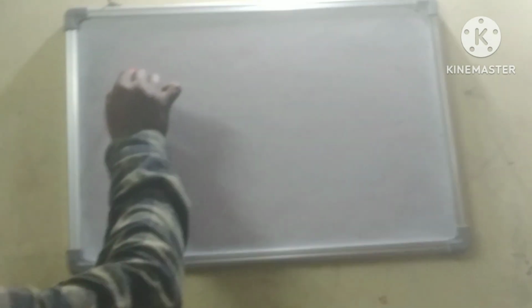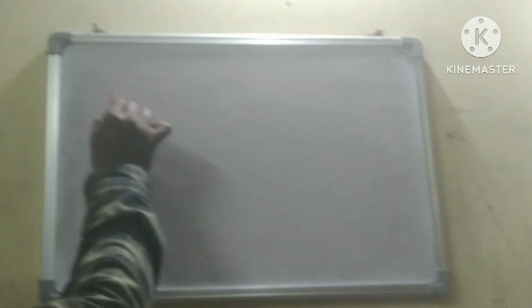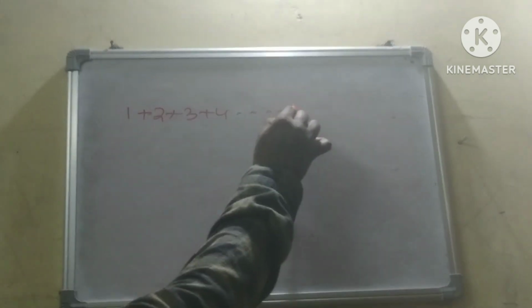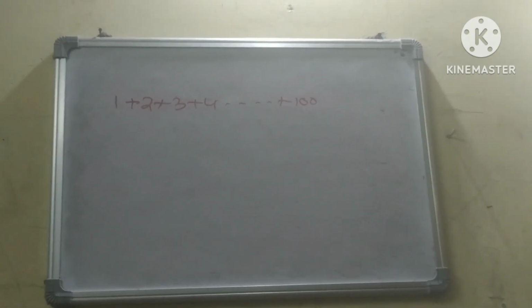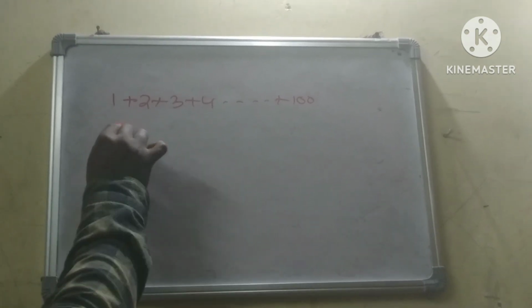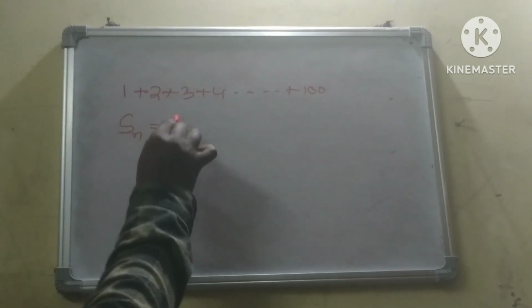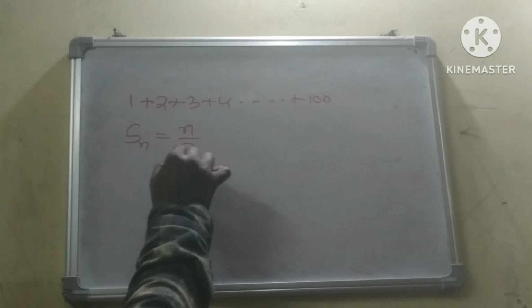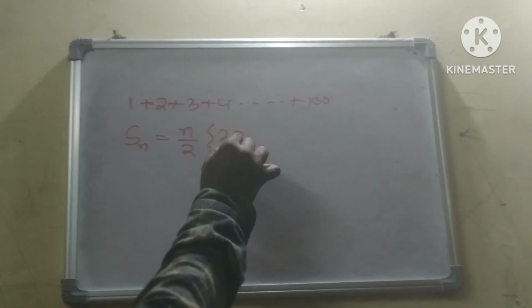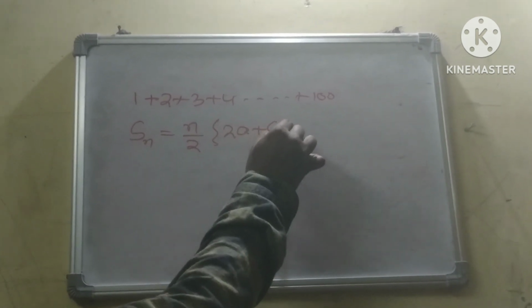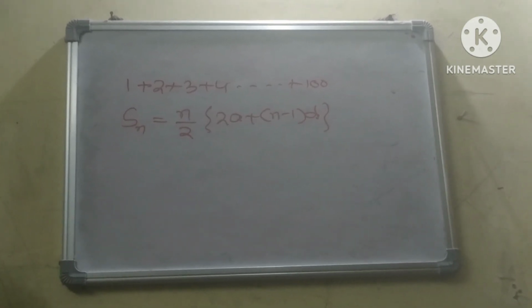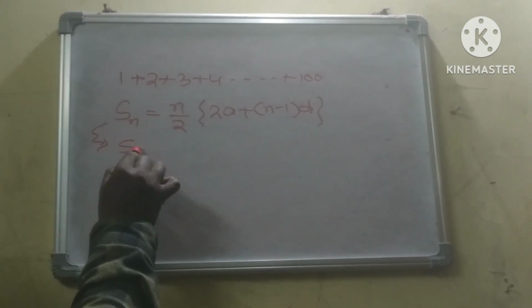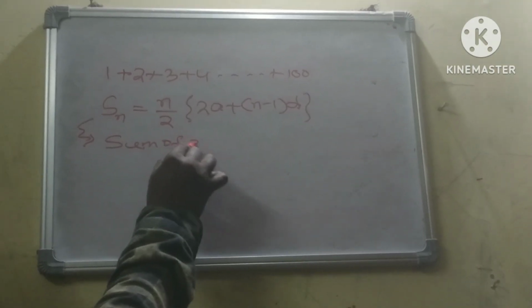So let's find the sum of numbers: 1 plus 2 plus 3 plus 4, dot, dot, dot, up to 100. You have to find the sum of 100 numbers. So the formula is S_n equals n by 2 whole into 2a plus n minus 1 into d. This is the formula for the sum of n numbers.